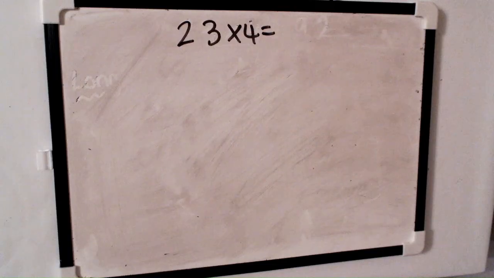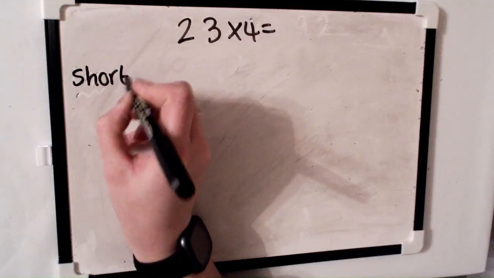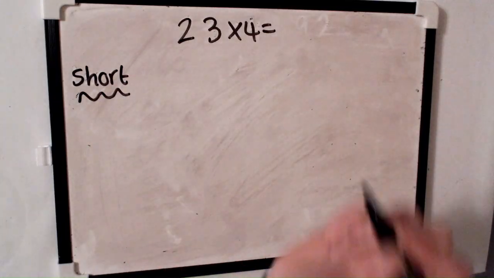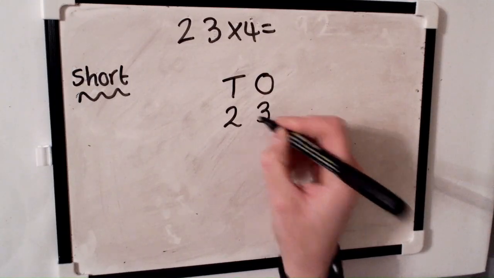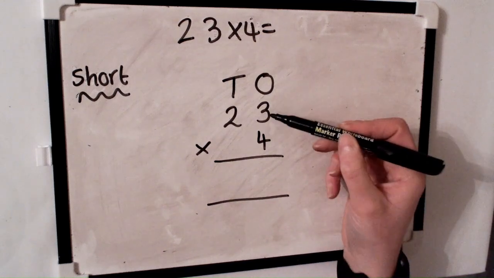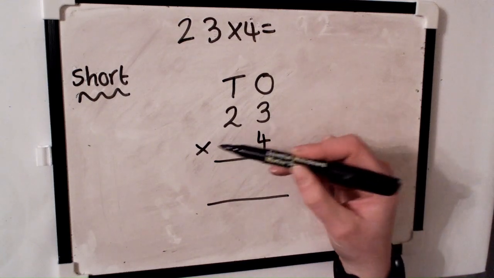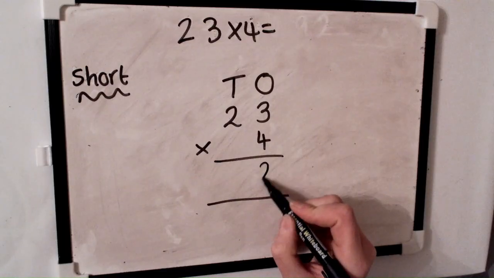For the short method of multiplication, we can follow these steps. We're setting out the calculation again in the correct place value headings. Now I'm going to start with my ones, like we do. I'm going to do 3 ones multiplied by 4 ones, which is 12. When I think about the number 12, I know that there's 2 ones, so I'm going to put the 2 under the ones column.